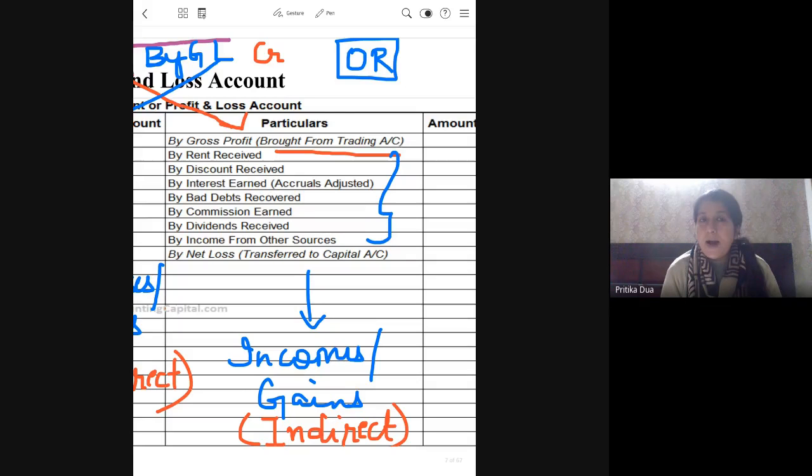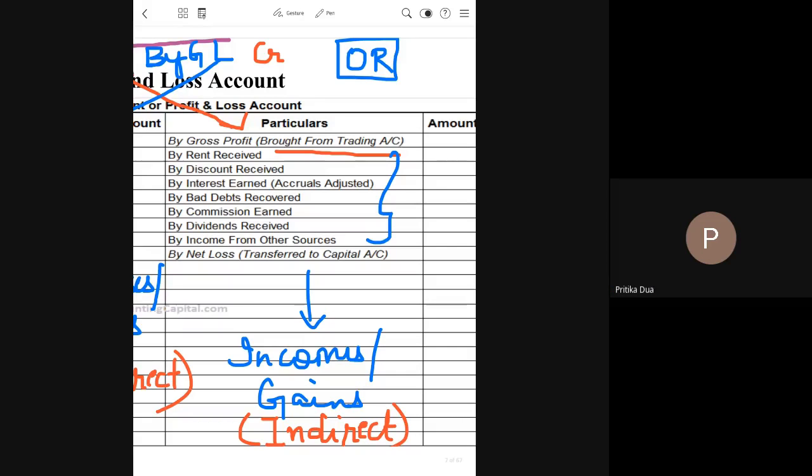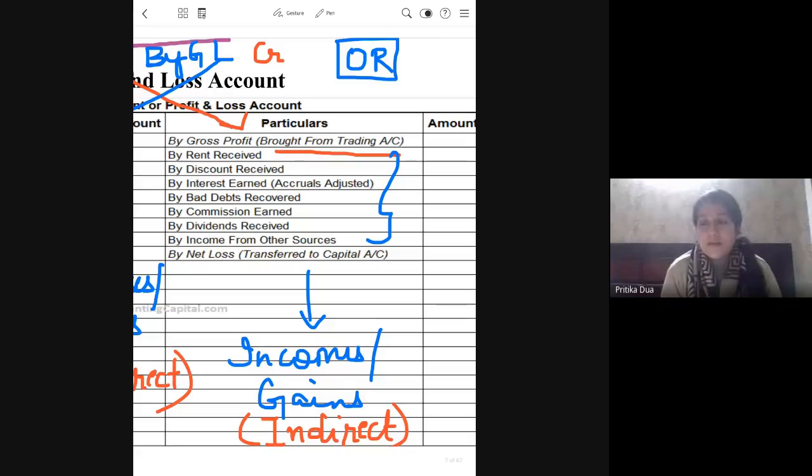Next item, by discount received. So your business had to make some payment. जो seller था उसने आपको कुछ discount दिया है, that is a gain for the business. Discount which it is receiving comes on the credit side. After that, interest earned. Say your business has made some investment. एफडी में, फिक्स्ड डिपॉजिट में पैसा रखा है, उसका इंटरेस्ट आया ड्यूरिंग द ईयर, that becomes an indirect income for the business, will come on the credit side of the P&L account.